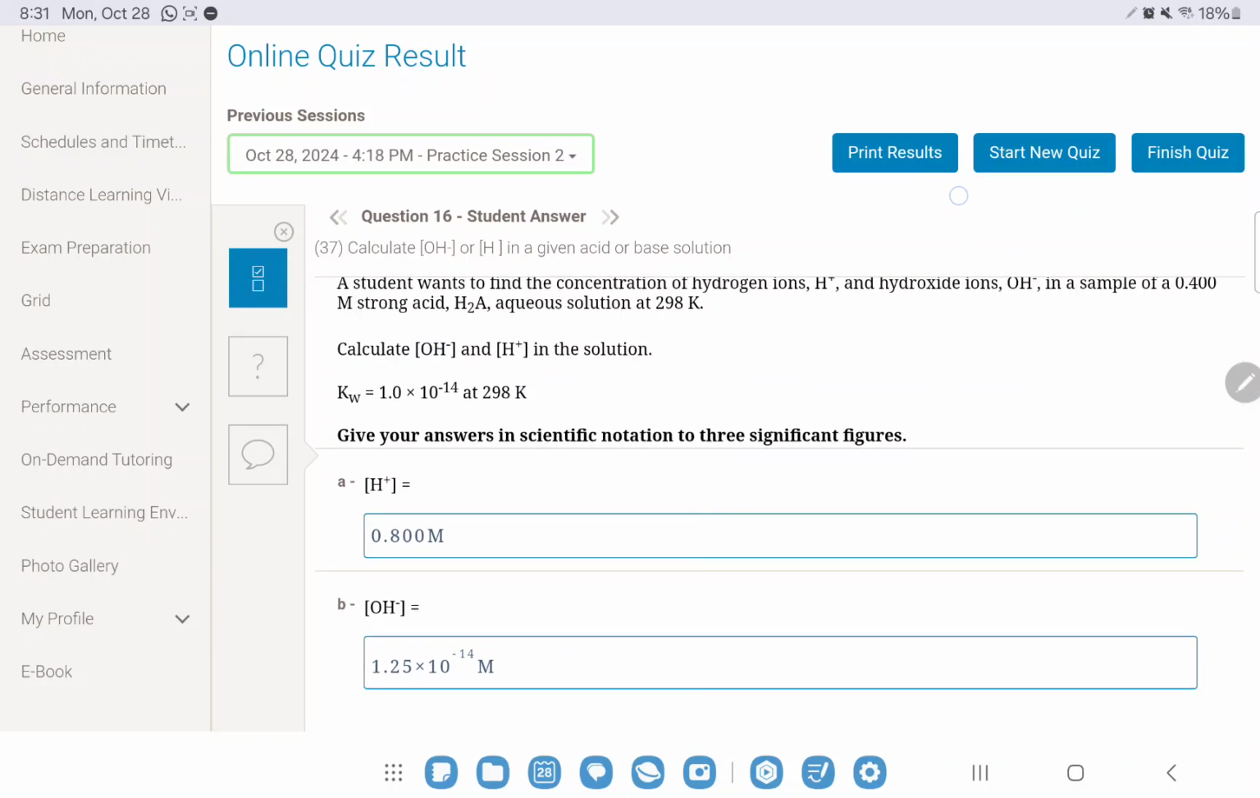They want to find the concentration of hydrogen ions and hydroxide ions in a sample of a 0.400 M strong acid. Since it's an acid, they gave you the acid's equation. If the acid's equation is H2A, A isn't an element, A is just random. It means that this acid produces 2 H plus ions plus A, whatever A's sign is. A is most likely minus.